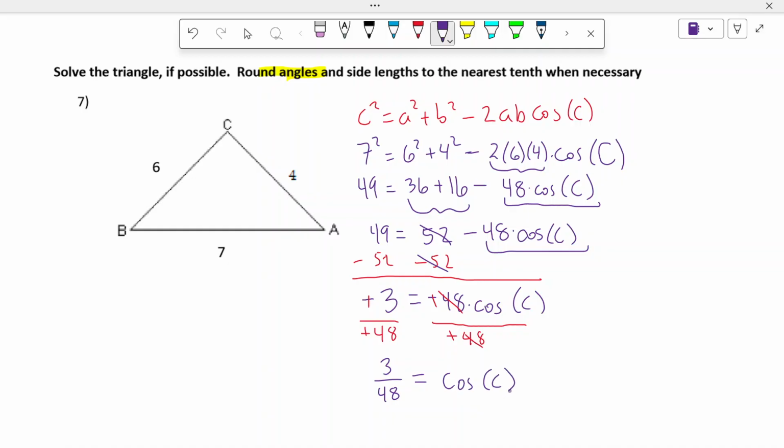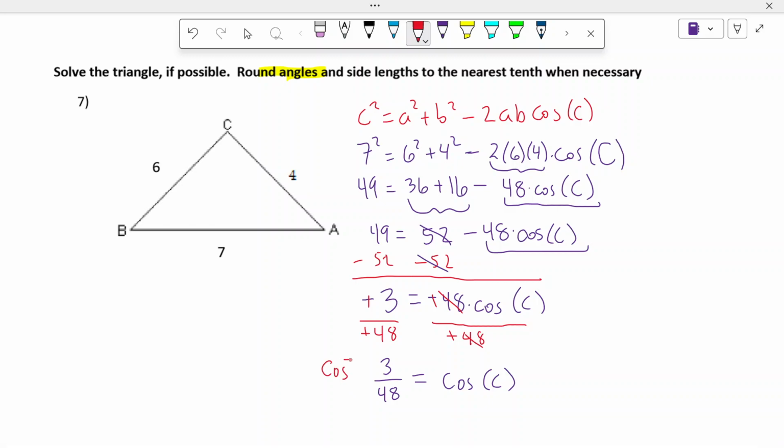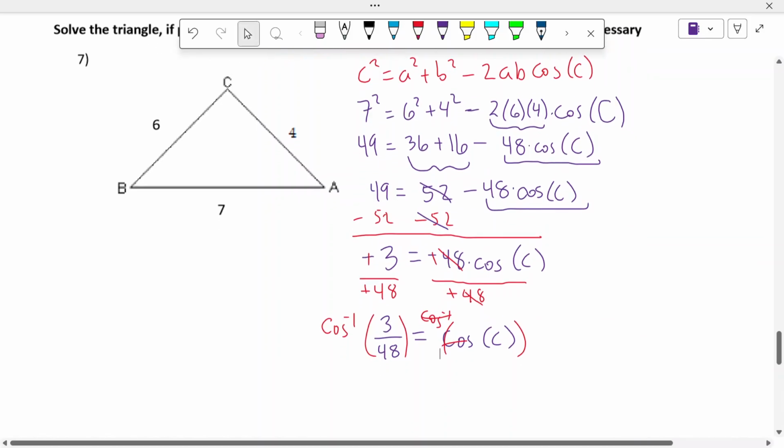But my goal is to actually find angle C. I don't want the cosine of angle C. So what I really need to do is get rid of the cosine and leave the angle. The opposite of cosine is cosine inverse. So I'm going to do the cosine inverse of this side, and the cosine inverse of this side. That's of course going to cancel the cosine out. Let's get a little more room here.